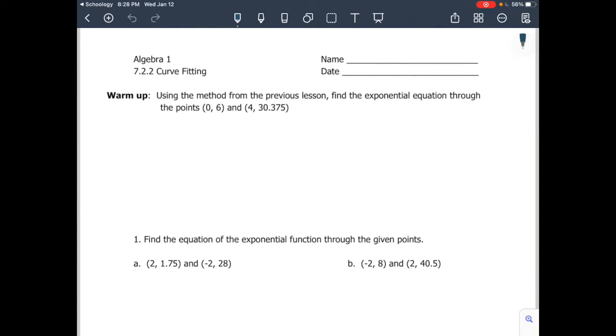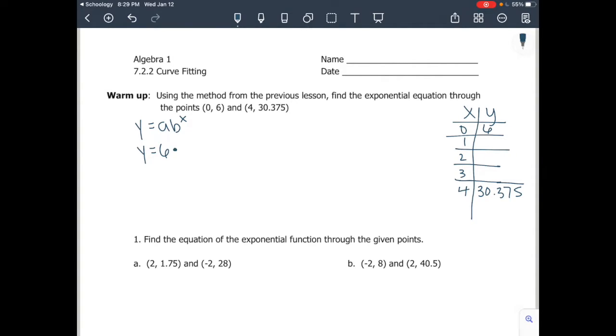All right, 722. So the warm-up says, using the method from the previous lesson, find the exponential equation through the points. So we're going to make a table, x and y, and put those two points in. So 0, 6, then we have to go up to 4, 1, nothing, 2, nothing, 3, nothing, and then 4, 30.375. So we want to plug into y equals a times b to the x power.